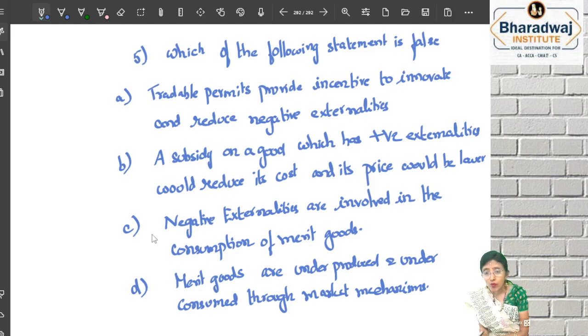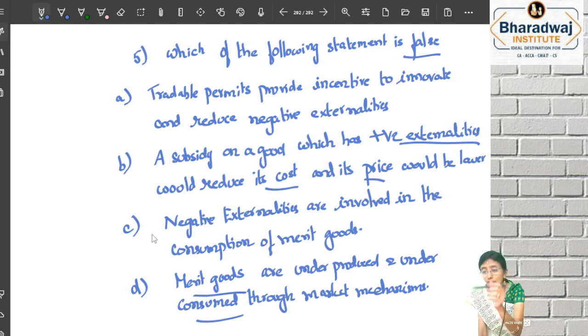A subsidy on a good which has positive externality will reduce the cost and price. It is true, no? How are you giving this as an option for false? When I am given a subsidy, my cost and price are going down. True only. Last one: definitely merit goods are what?